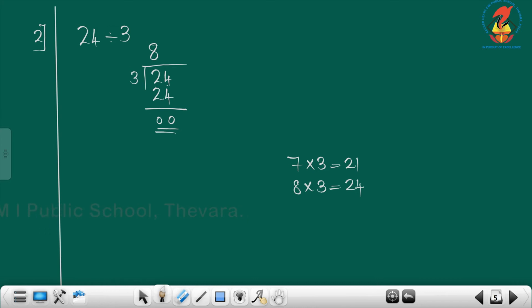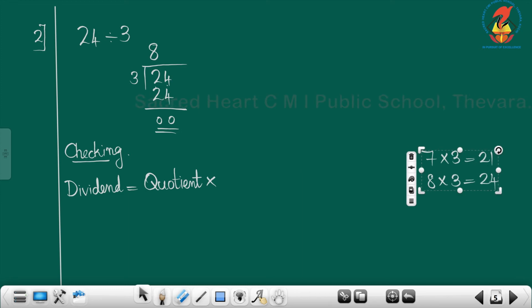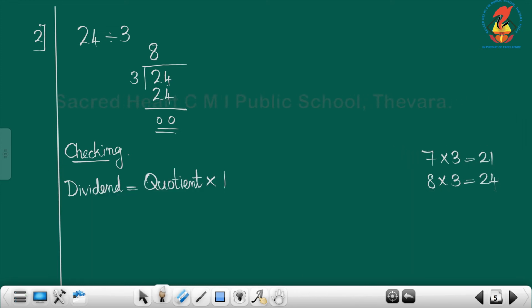We can check our answer also. Okay. So checking. What is the equation? Dividend is equal to quotient into divisor plus remainder. Okay, this is the equation.